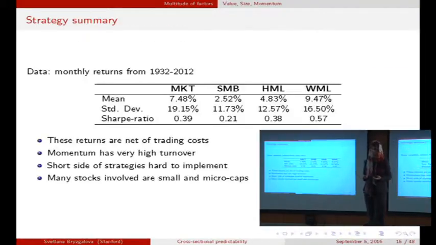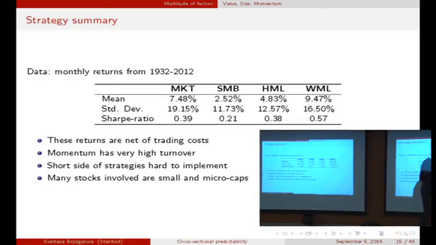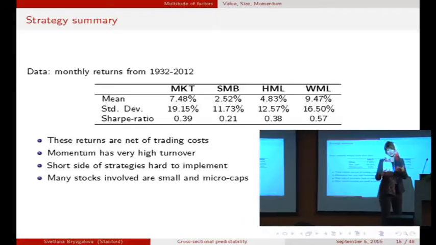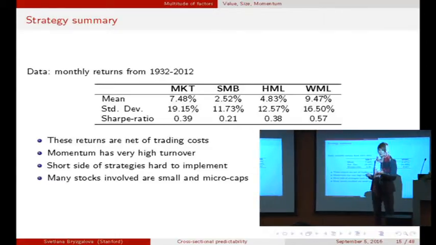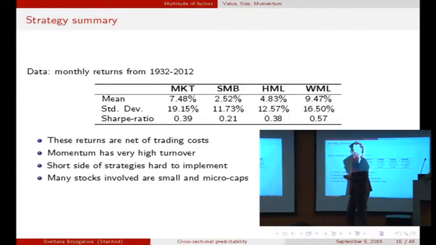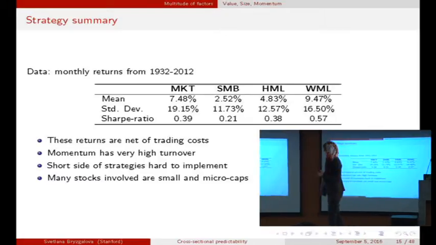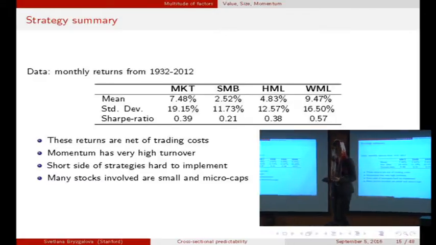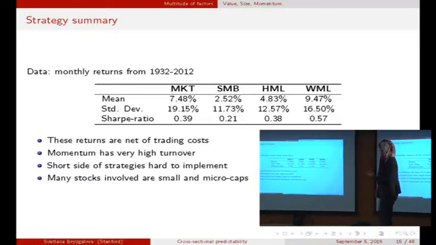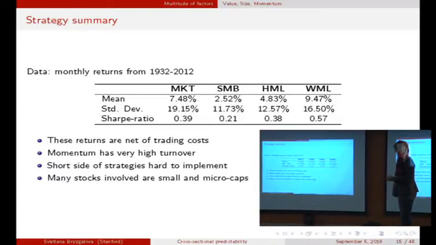In short, these are the four most widespread factors which are now used in applied literature and not just in academia, obviously, but in the money management industry as well. You can also invest according to the strategies: the market, size, value, and momentum. The returns that I present in the table are net of trading costs. So all these bid-ask spreads, the turnovers associated with them, everything is already taken into account.